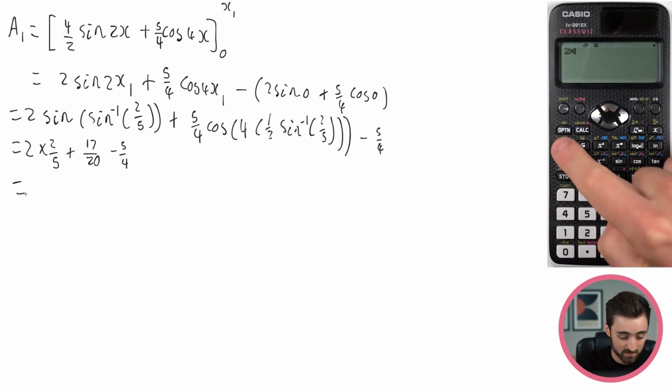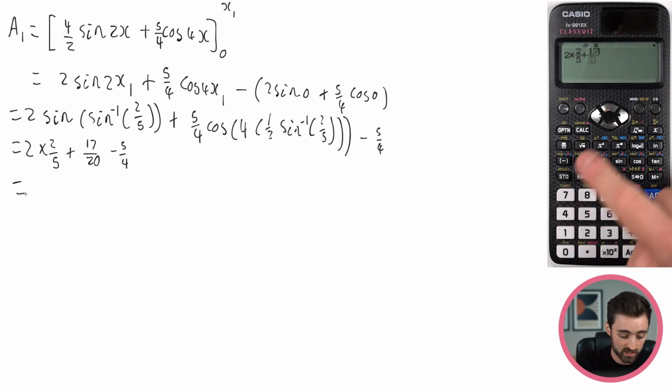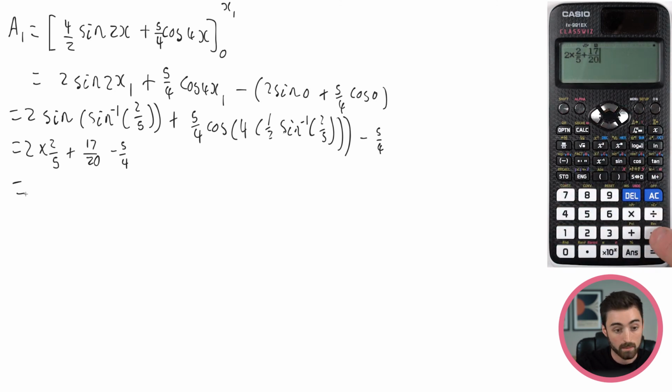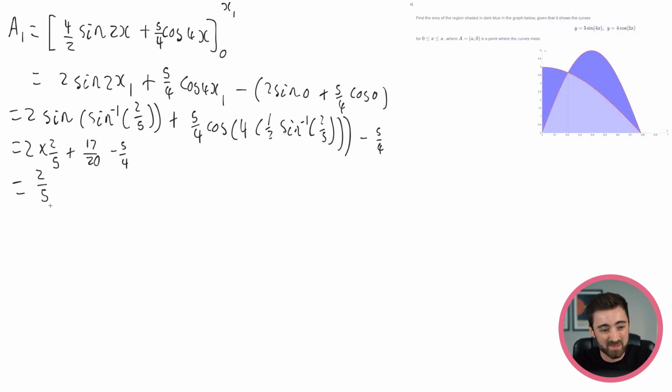So 2 times 2 over 5 plus 17 over 20 minus 5 over 4 is 2 over 5. Whew, after all that, it seems to be okay. 2 over 5 looks like a number that makes sense, and it's positive, which it should be. All we need to do now is A2.